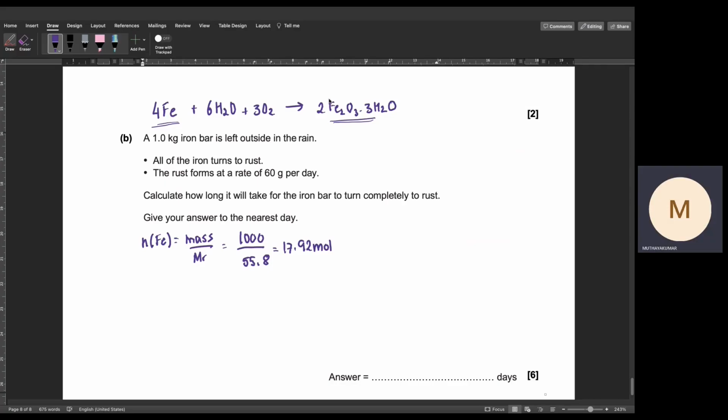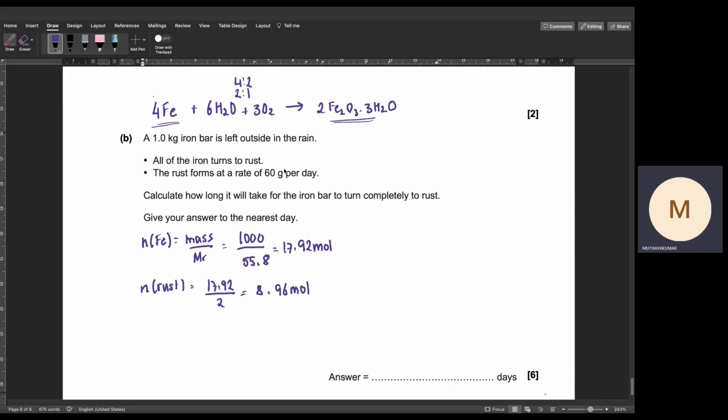We know that the molar ratio for this particular reaction is 4 to 2, i.e. 2 to 1. So if we've got 2 moles of iron, that will go on to producing 1 mole of rust. So if we have 17.92 moles, we will go on to produce 17.92 divided by 2, which gives us 8.96 moles. So this is the number of moles of rust that we're going to form during this process.